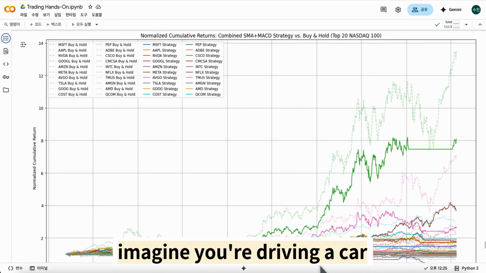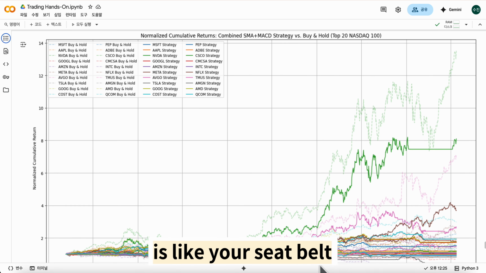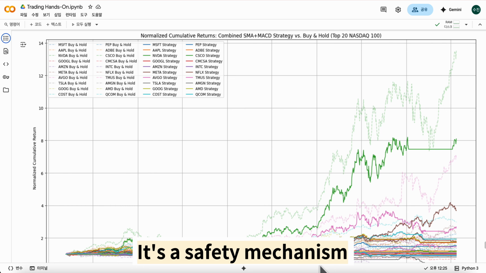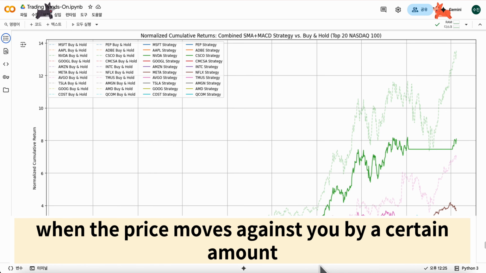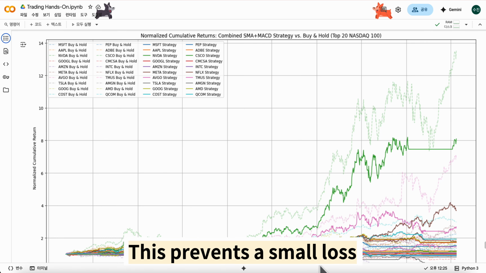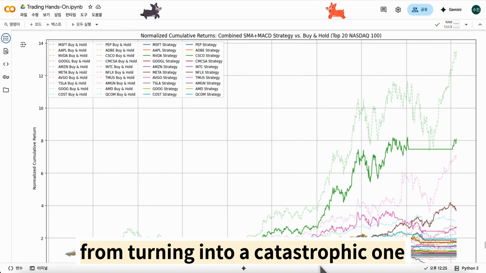Imagine you're driving a car. A stop loss is like your seatbelt and airbag. It's a safety mechanism that automatically gets you out of a trade when the price moves against you by a certain amount. This prevents a small loss from turning into a catastrophic one.